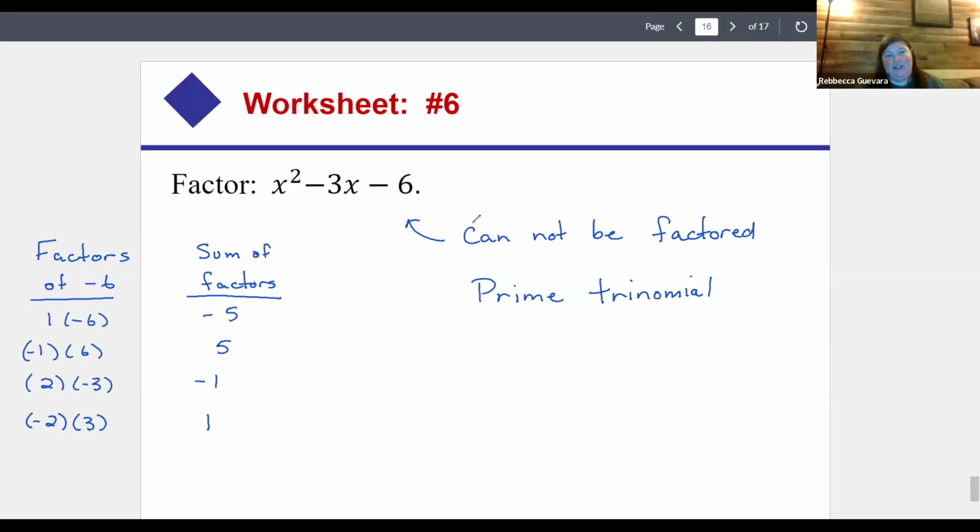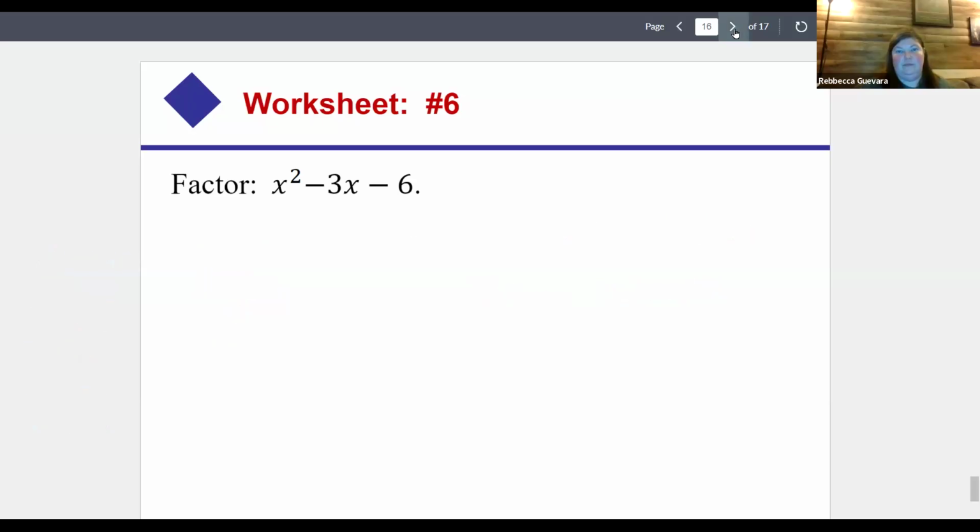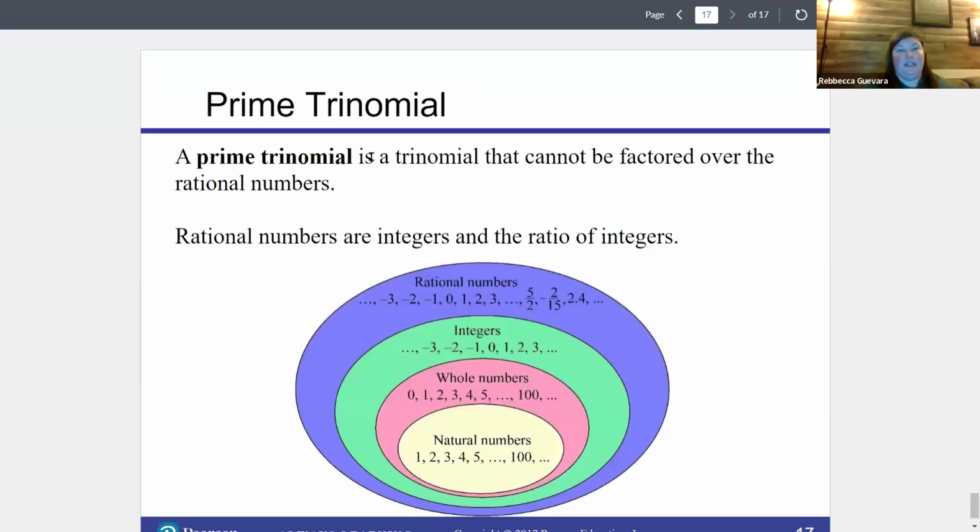By rational numbers, I mean anything that's a whole number, a negative of a whole number, 0, or a fraction. So a prime trinomial is a trinomial that cannot be factored over the rational numbers. Rational numbers are integers and the ratios of integers. So you get negative 2, negative 1, negative 3, 0, 1, 2, 3, or you could have 5 over 2, negative 2 over 15. We weren't seeing those kinds of numbers for our factors yet with the fractions, but it is something that could happen.